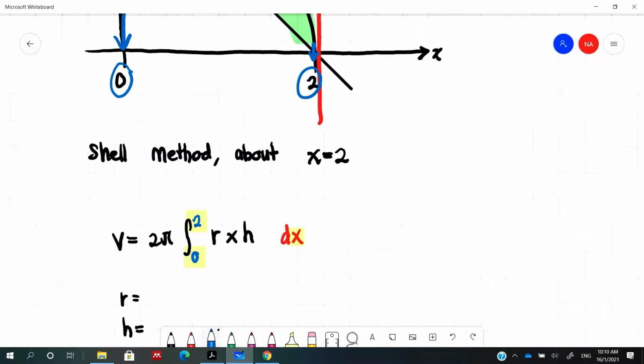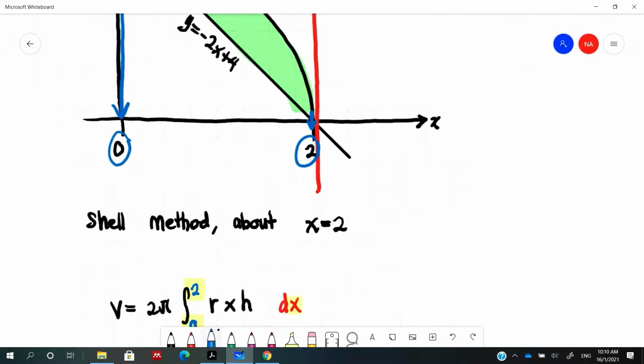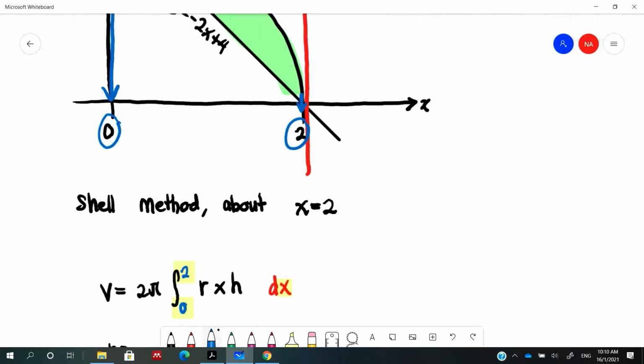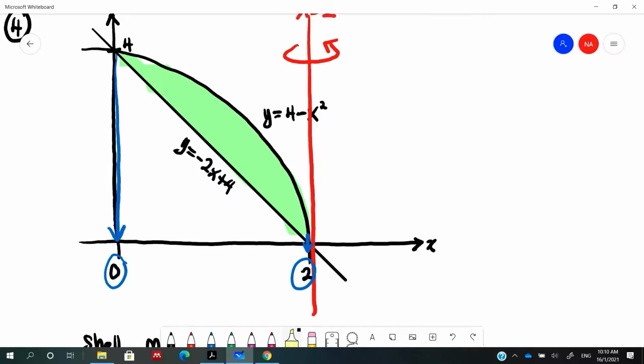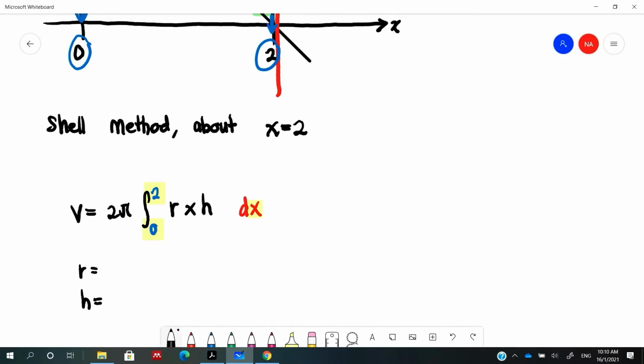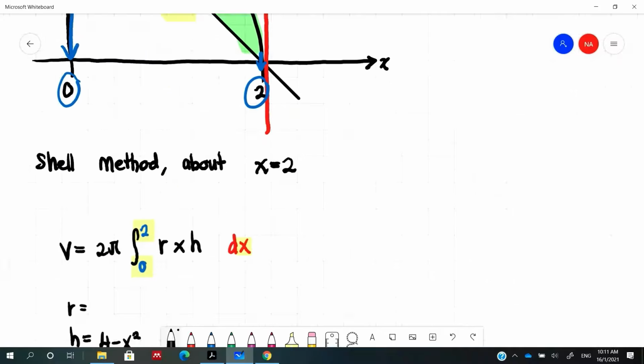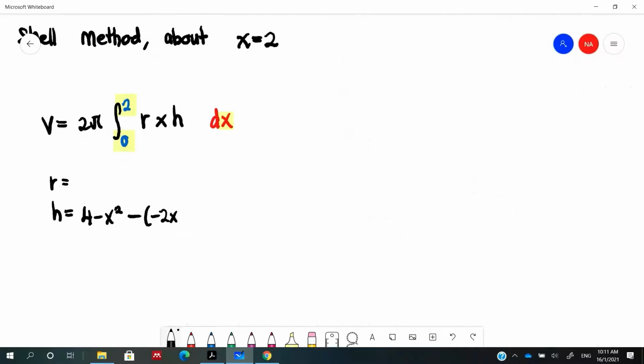So your next task is to find the radius and the height. I'm going to look at the height first. Because it is in terms of x, the height should be the top function minus the bottom function. So this is the top function, 4 minus x squared, and this is the bottom function, minus negative 2x plus 4. So this is the height. We expand that negative, so it becomes 2x minus 4, and 4 minus 4 is 0, so the height is 2x minus x squared.